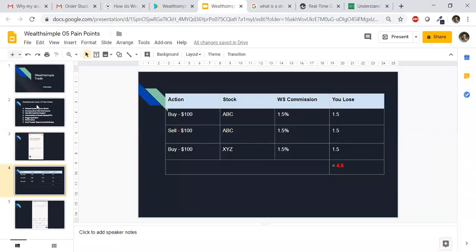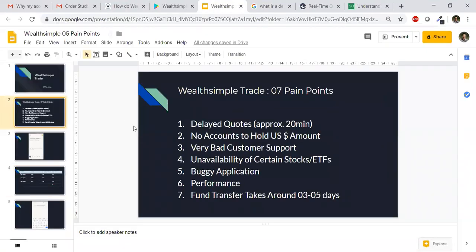Okay, so the next one is very bad customer support. All of these things I'm mentioning are from my own personal experience. I am having a very bad time with their support. If you call them, they will tell you, okay, write them an email, right? And if you write them an email, they will reply in like a week.